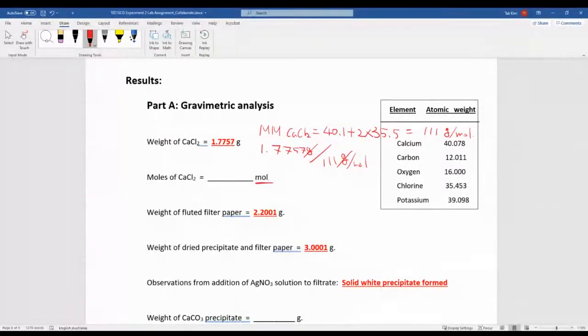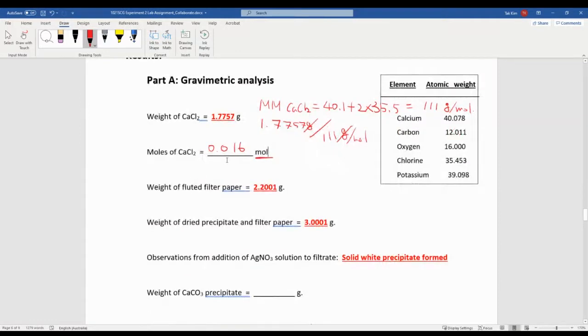So let's put some numbers on my calculator. 1.7757 divided by the answer. I'll just round it to 0.016 moles. So that's the number of moles of calcium chloride.